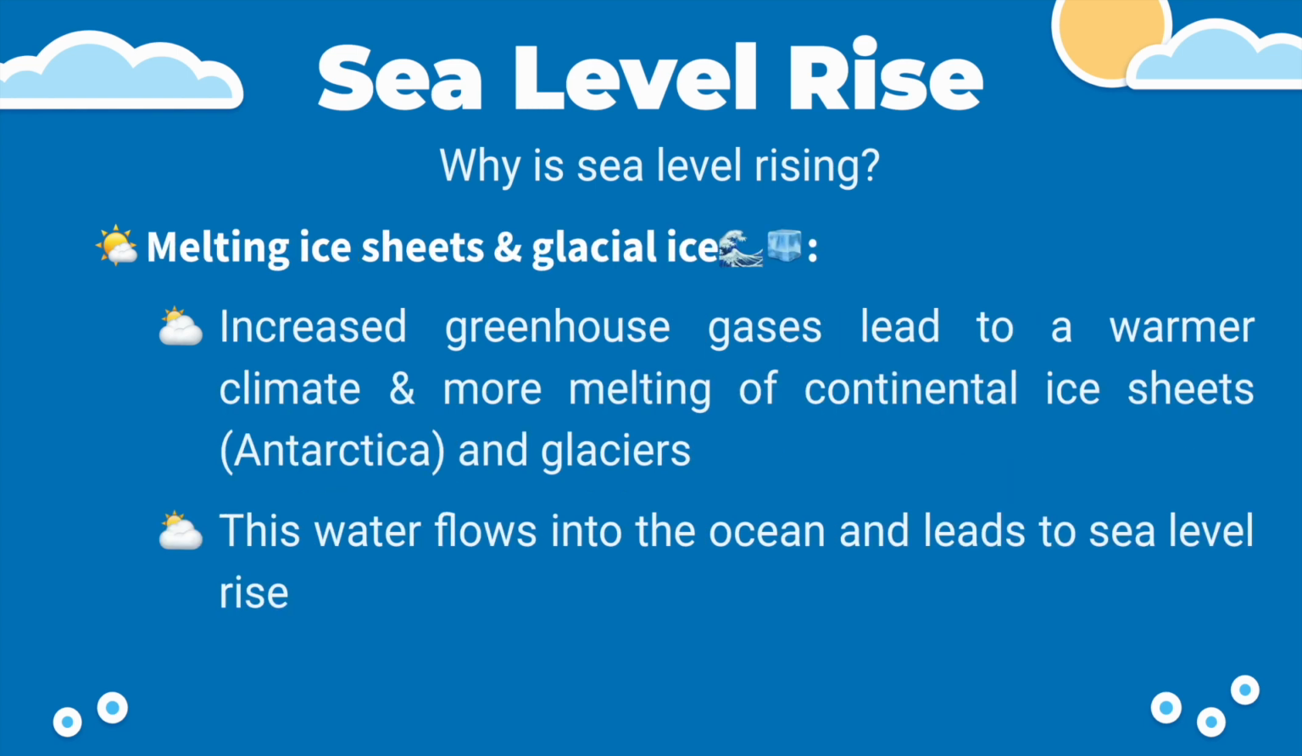Melting ice sheets and glaciers add to the sea level volume. So increased greenhouse gases lead to a warmer climate and more melting of continental ice sheets in Antarctica as well as glaciers. This water flows into the ocean and leads to sea level rise. I don't believe meltwater from the North Pole affects this, and I think because it's seasonal, don't quote me on it, but we're just talking about the continental ice sheets melting and contributing to sea level rising when we're talking about melting ice sheets and glacial ice.